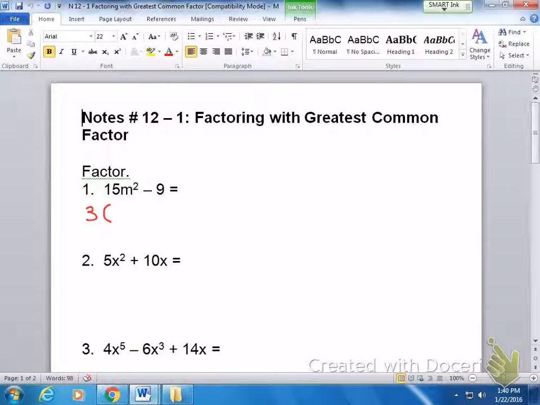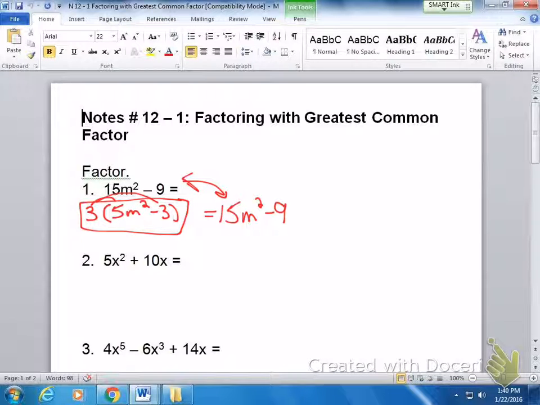So I'm going to open up parentheses. Now I'm going to take my number and divide it by that 3 that I took out. 15 divided by 3 is 5. And since I didn't take out any variables, the m squared stays the same. Now I take the negative 9 and divide it by 3, and I get negative 3. There's your answer. Now, if you go back and distribute your 3, you should get the exact same thing. So, for example, 3 times 5 is 15, and then the m squared, which is what we wanted. 3 times negative 3 is negative 9. These match, so that means we're good, okay?